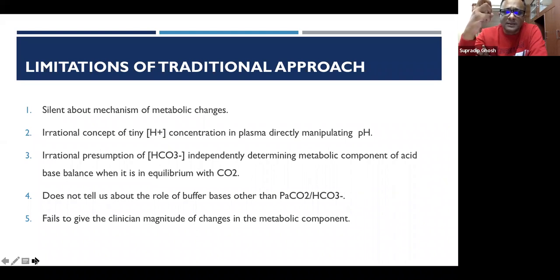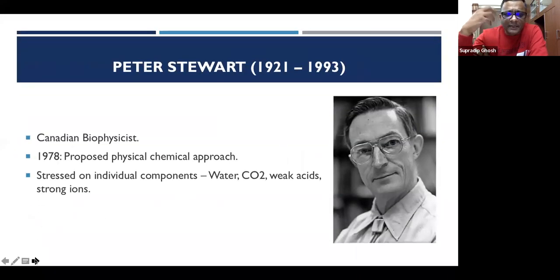That's the reason we need an approach which is more scientifically based and has more solid rationale behind it. That's the reason the Canadian biophysicist Peter Stewart proposed this physical chemical approach in the 1970s, and his paper came out in 1978. I have a copy of this paper. If you want to see, I can show you at the end. So he stressed three individual components: water, carbon dioxide, weak acids, and strong ions. He said that these are the components which finally determine the pH.